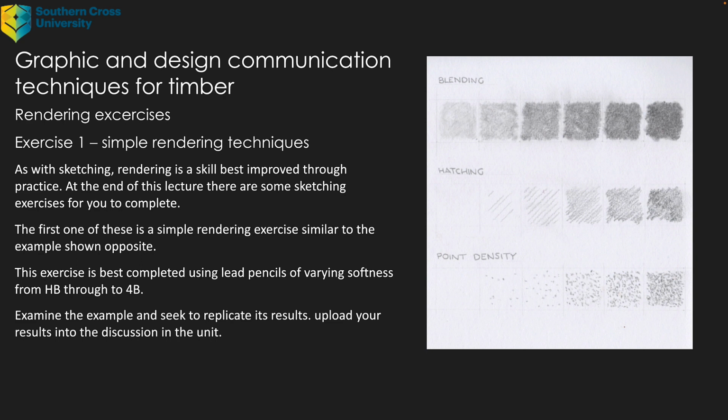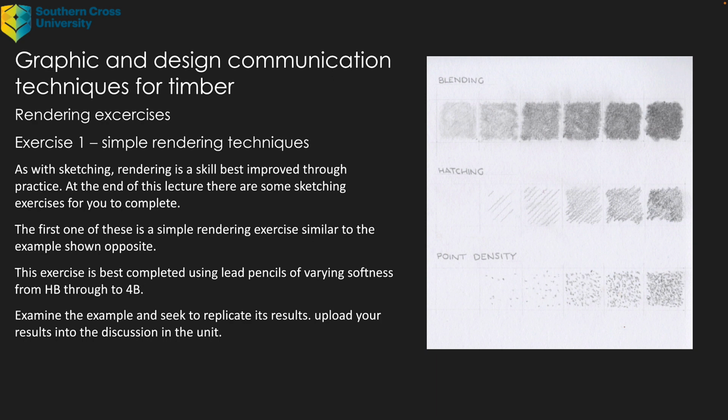So here are some examples that I've done myself. So that's me, and I'm not too crash hot a sketcher or a renderer, but have had a bit of practice. So the first one of these is a simple rendering exercise similar to the example shown opposite. So what I'd like you to do is, rustle up some pencils from about HB through to 4B, so different levels of softness. Examine the example next door and seek to replicate its results, and upload your results into the discussion in the unit. There'll be a space there for that.